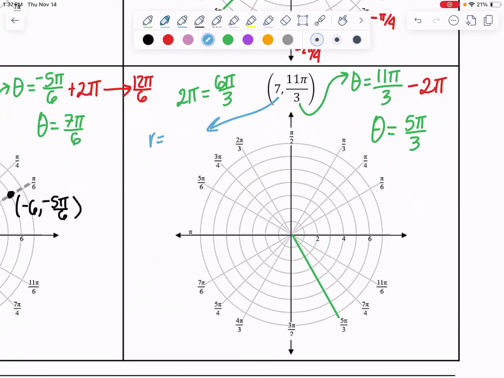And our R value is positive 7. So we're going out 7 units there. 1, 2, 3, 4, 5, 6, 7. Right down here. And this is the point, 7 comma 11 pi over 3. And I guess I'll just draw in how you would have obtained that angle if you had gone the full 11 pi over 3 around. Again, doesn't matter how you got there, but I think it's important to bring all the concepts together.